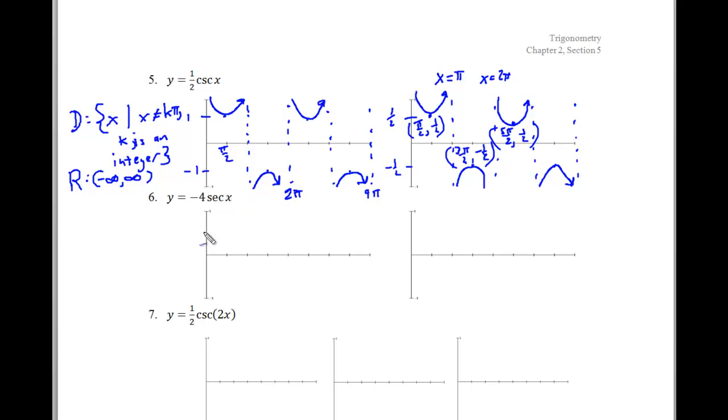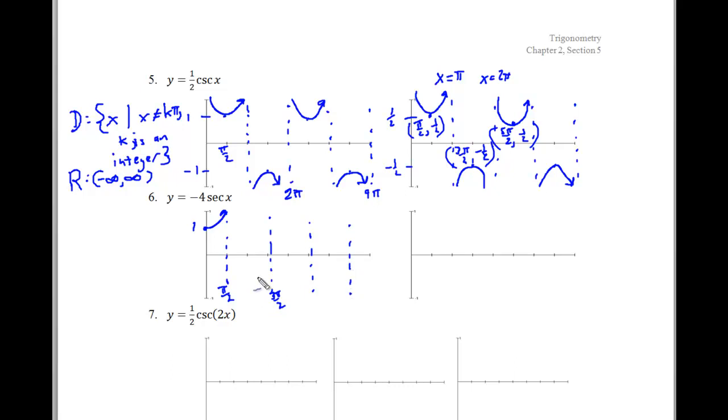So now what we're going to do is pretty much the same thing for our secant function here. Our secant starts at 1, just like cosine does, which is kind of neat because that is the reciprocal function of that. And the asymptote lines are at every pi over 2. So at every pi plus our pi over 2 is going to give us an asymptote line.